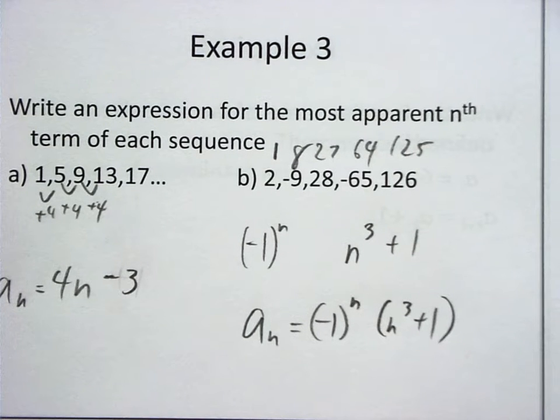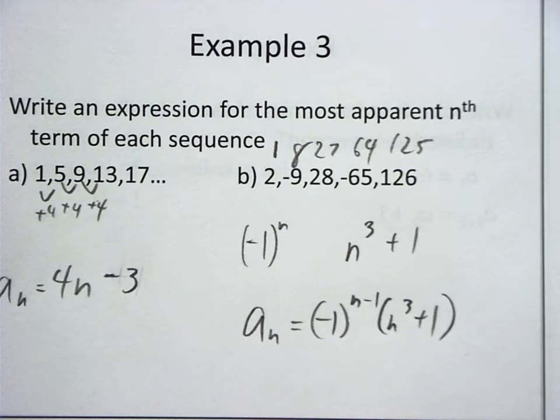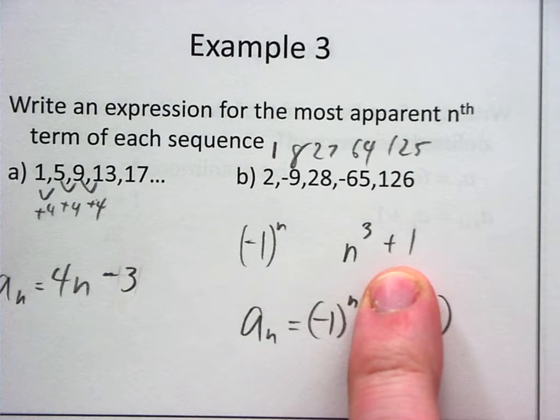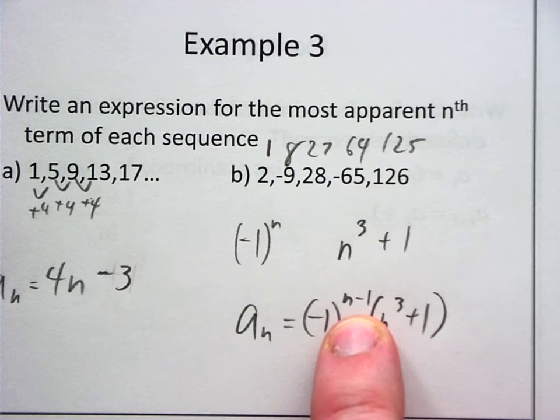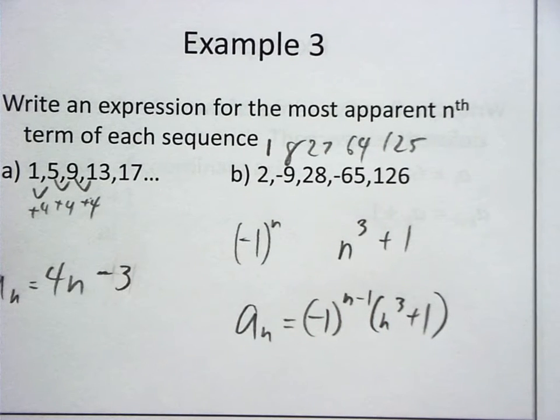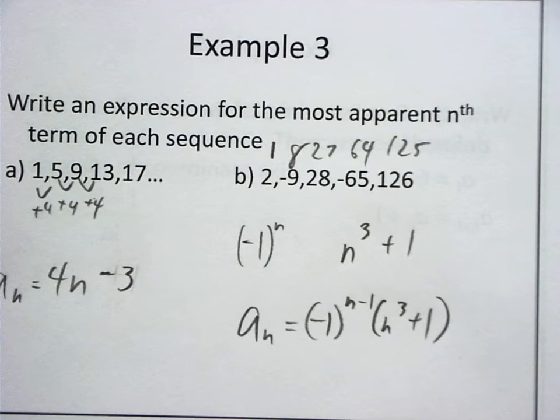Are we good? Why not? Yeah, the problem is if I leave it like this, your first term when I plug in a 1 there is going to be negative. Well, up here my first term's not negative, it's positive. So I need to adjust this exponent. It doesn't really matter, you could add 1 or subtract 1, but you need to adjust it off by 1. So when I plug in 1 now, I get negative 1 raised to the 0. Well, that's going to give me a positive on the first. So yeah, this would be your formula for that.